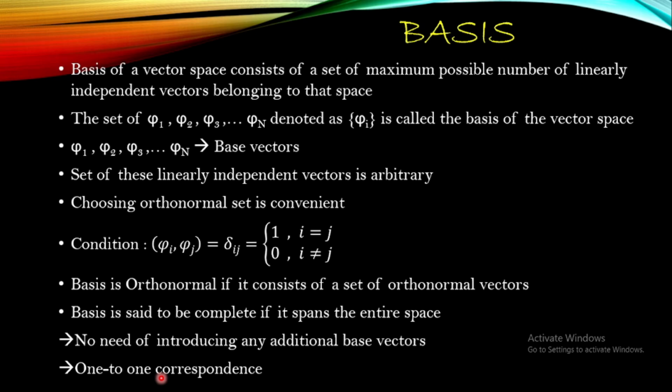So any vector in the space can be written as a linear combination, like vector q can be written as a i cap plus b j cap plus c k cap, where a, b, c are the scalars which can be immediately recognized as the components of vector q along the three Cartesian axes.